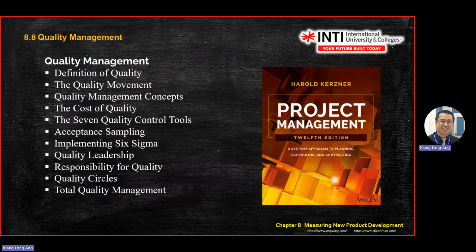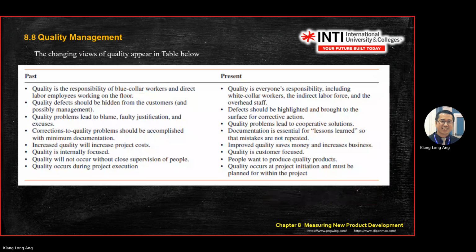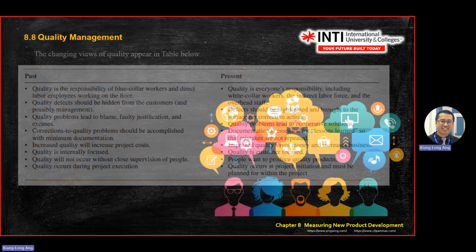Then this is another area on quality management. This is the perspective. What is quality previously? What is the present one? For example, quality is blah blah blah. Now it's everyone's responsibility. Quality defects should be hidden from customers. Now they become highlighted and brought to the surface for corrective action. Okay, and so on.